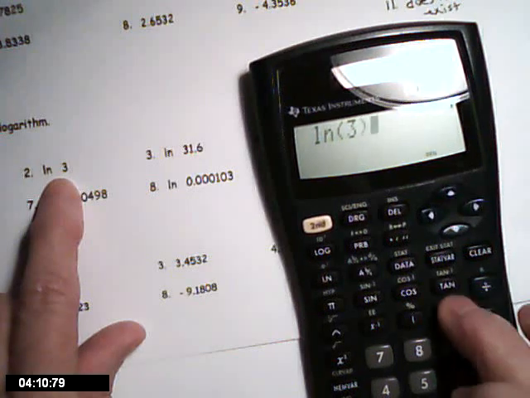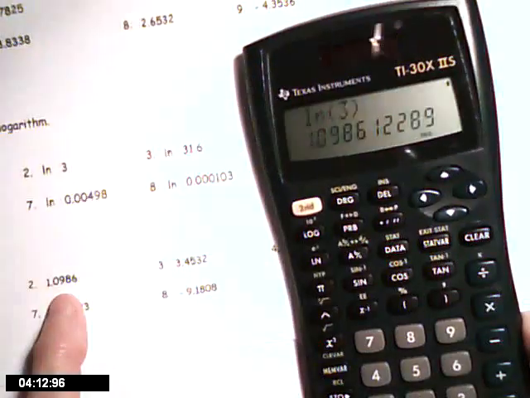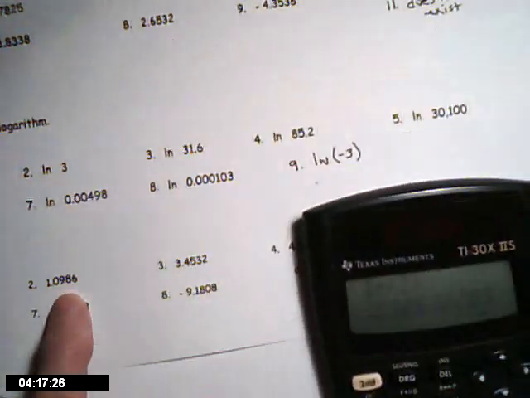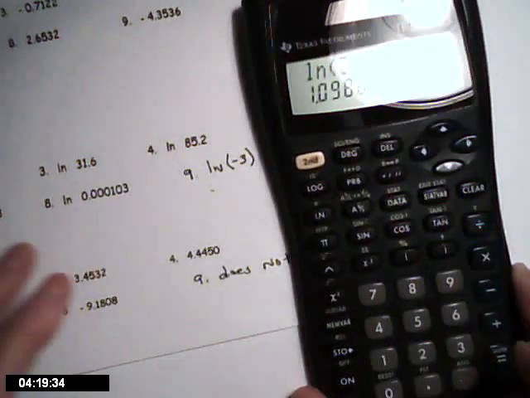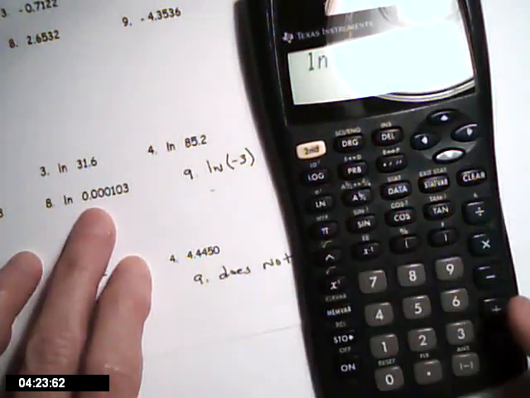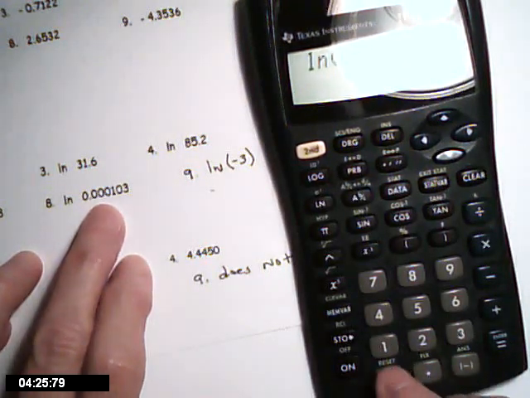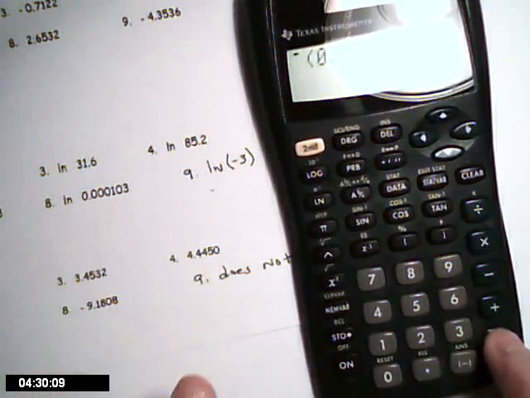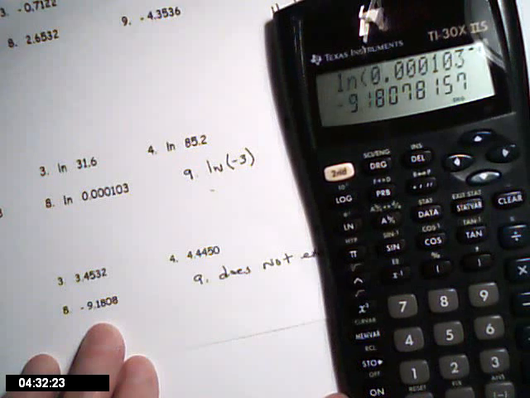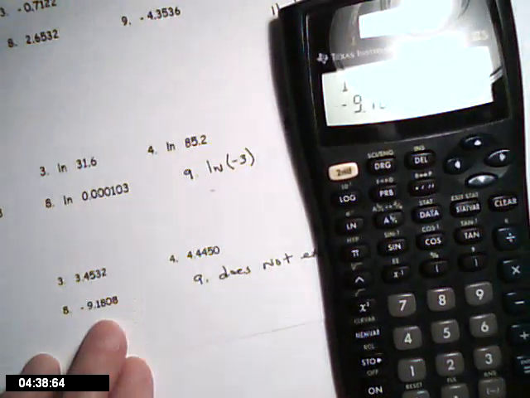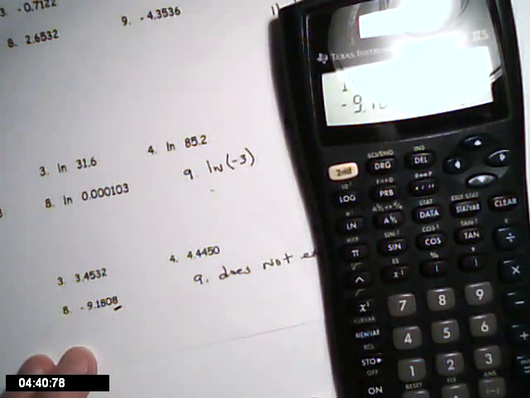Let's go over to number 2. ln 3, close parentheses, equal, and I get 1.0986. The 1 does not round up. Let's try problem number 8. ln 0.000103, close parentheses, equal, and I get -9.1807, but the next number is 8, so it rounds up to -9.1808.